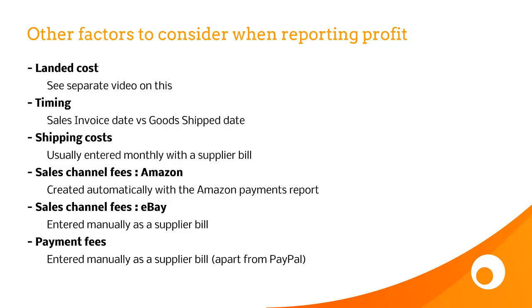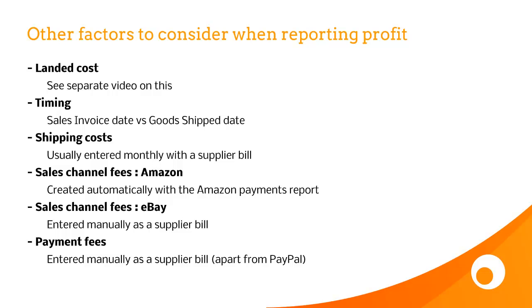The other aspect to look out for is timing. So if you ship the goods on one day and invoice on another day, then the potential is for the cost of sale and the revenue to appear in different accounting periods. So watch out for that. Also, the shipping costs are generally not able to be assigned to a specific sales order because you enter these monthly with a supplier bill. So you'll see these on the profit and loss report, but you won't see the cost of shipping on your sales report, which is really just for products.